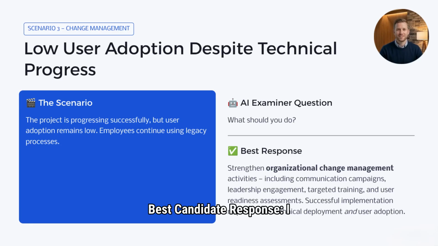Best candidate response. I would strengthen organizational change management activities. This includes communication campaigns, leadership engagement, targeted training, and user readiness assessments. Successful implementation requires both technical deployment and user adoption.